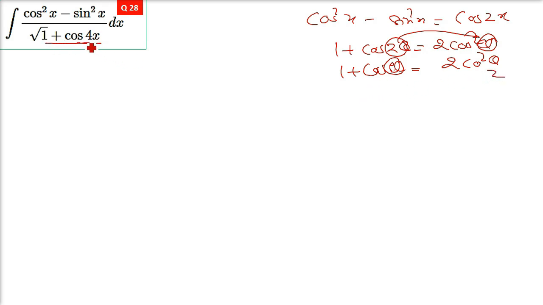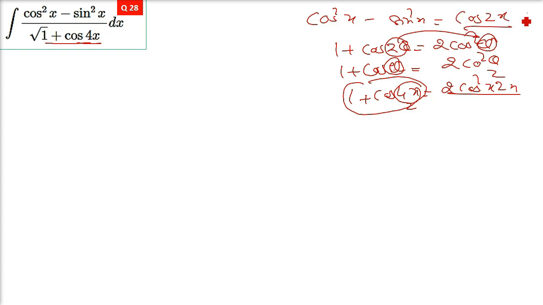1 plus cos 4x can be written as, as I told you, whatever is on the left you have to divide by 2 on the right. So 4x divided by 2 is 2x. 1 plus cos 4x is 2 cos square 2x. Cos square minus sin square is cos 2x. This is cos 2x. This is 2 cos square 2x. Now write it here. Cos square x minus sin square x is cos 2x. In the denominator we have under root 2 cos square 2x.